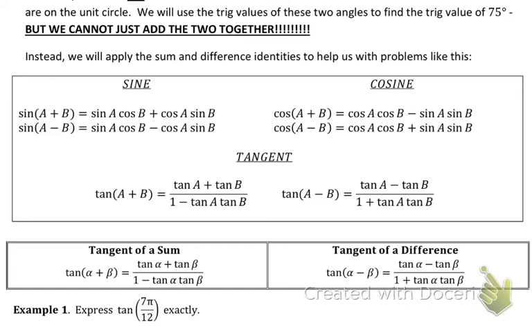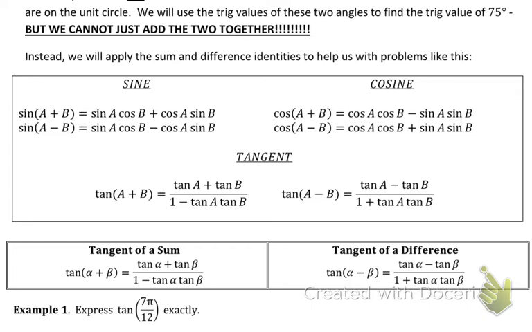Cosine is the trippy one. Even if I write these out, people still get it wrong. Because if I'm adding angles, it's actually a subtraction on the other side. This is not a misprint. This is a subtraction on this side. So if I have 30 plus 45, I better have a subtraction. This one is cosine cosine minus sine sine. If you're subtracting angles, cosine cosine plus sine sine.